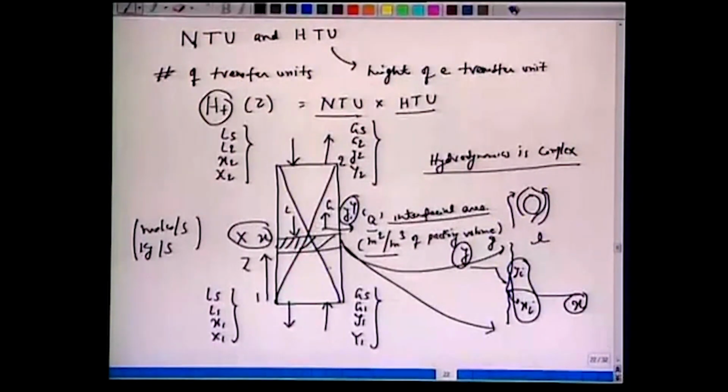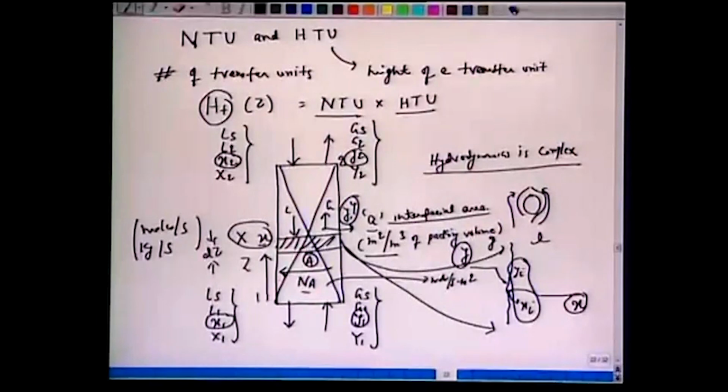There is a transfer of the species, NA. Recall this is mole flux, moles per second per meter square. When the gas flows from this, at any location z, we have taken a differential height dz at which the concentration in the liquid phase is x, in the gas phase it is y. There is a transfer of this species A, which is sulfur dioxide here for example, from the gas phase to the liquid phase. So the concentration changes from Y1 to Y2 and the liquid picks up the sulfur dioxide and concentration increases from X2 to X1.